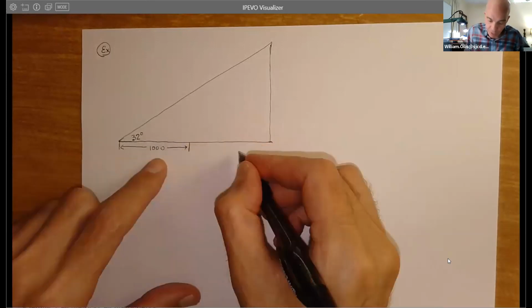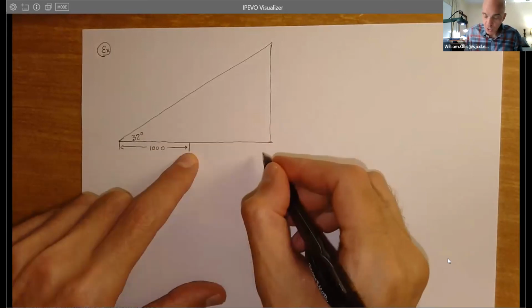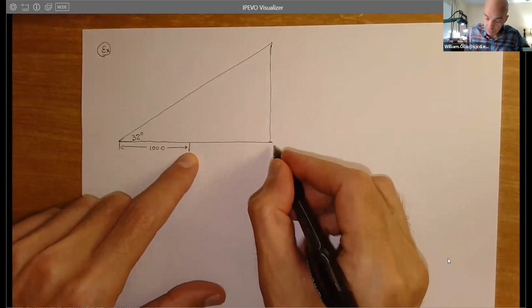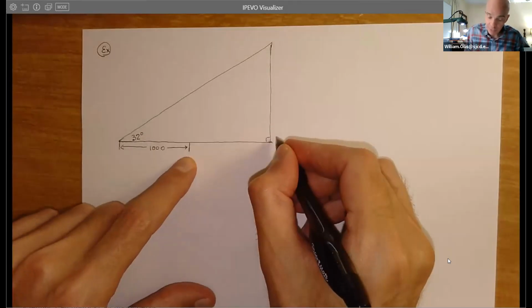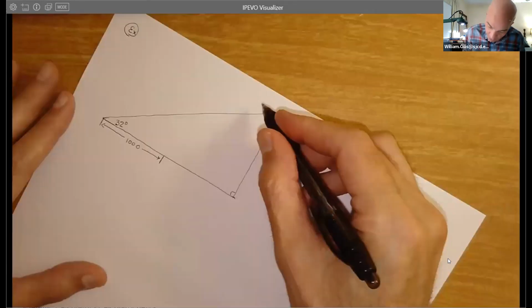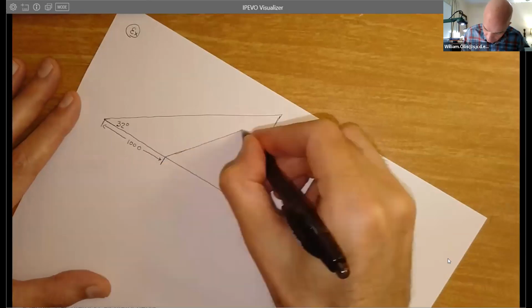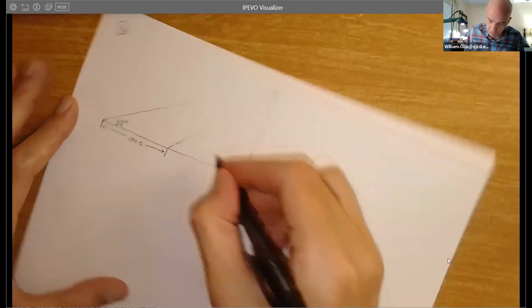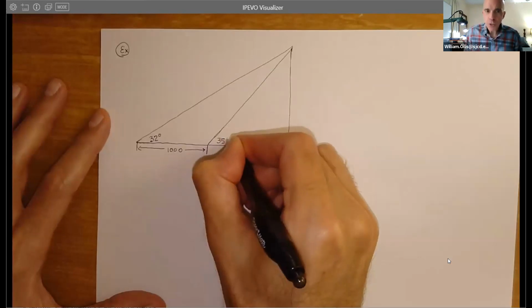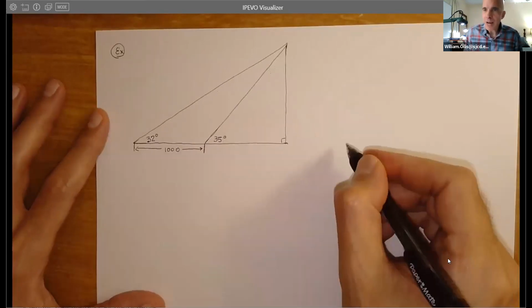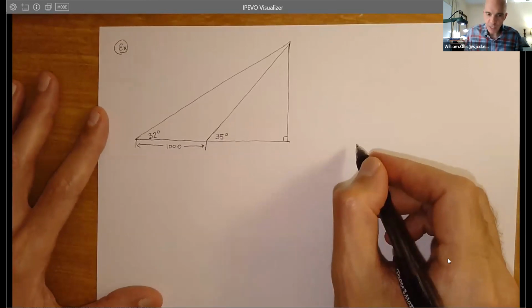So they change their position and they move to this position closer to the mountain by 1,000 feet. And then they measure the angle of elevation and they find it to be 35 degrees. So if you're a surveyor, you're going to really like your right triangles, especially when you're trying to solve problems of this nature.